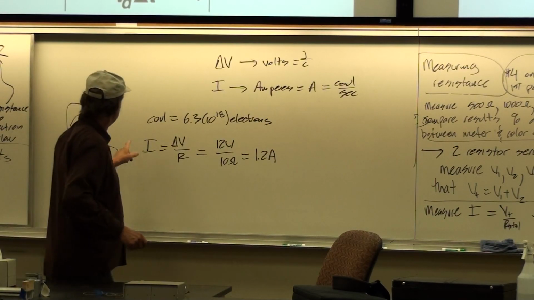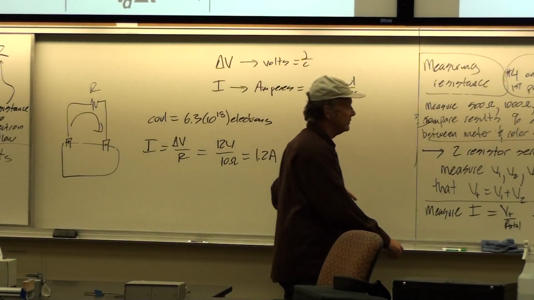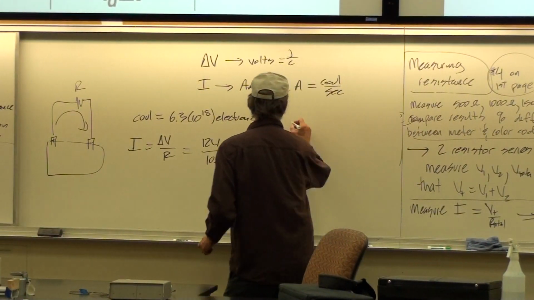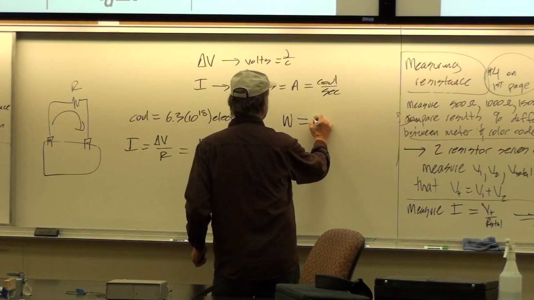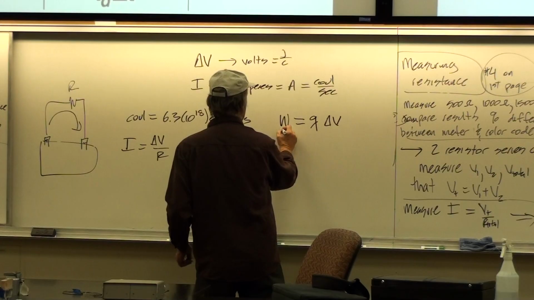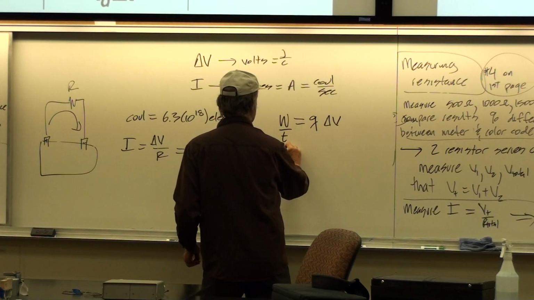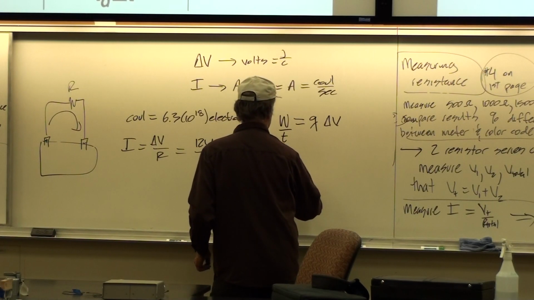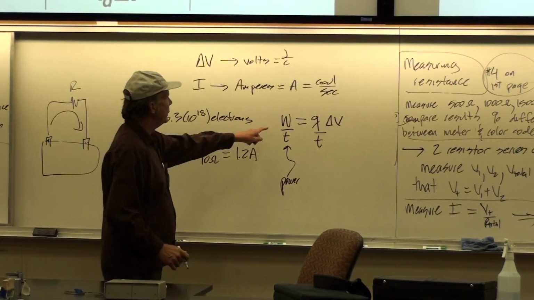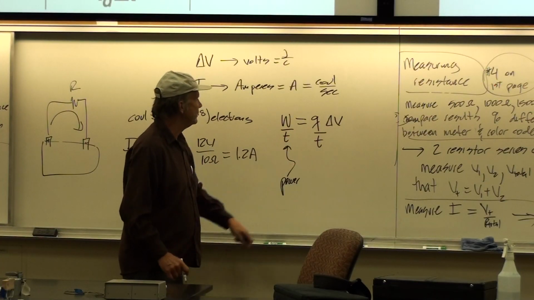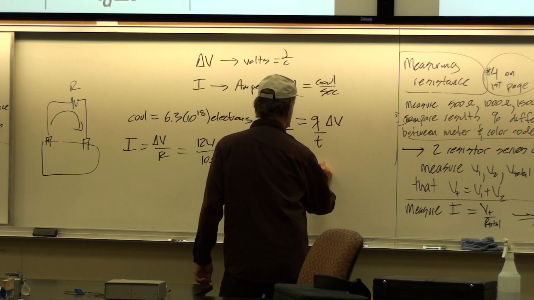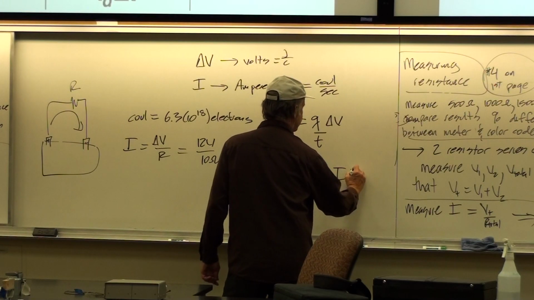Okay, now once we've established what the current flow is, then we could get the power. Now how do we get that? Well, we can say that work is equal to Q times delta V. And so power is work over time. So Q over time is the current. So if I take the basic definition for work and I divide both sides through by T, what I get is power, P, is equal to current times voltage.